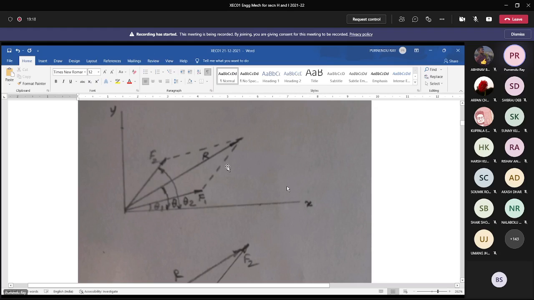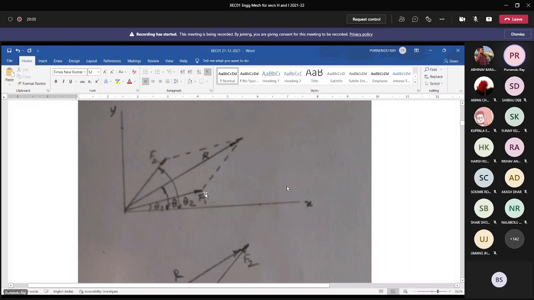The projection of F2 on the x-axis is F2 cos theta 2. When you add these two, the summation of the projections is F1 cos theta 1 plus F2 cos theta 2, corresponding to this line from this point to the foot of the perpendicular from the terminal of the resultant R. So ultimately, R cos theta. In abbreviated algebraic notation, it is capital R with subscript small x, Rx. Rx is the x component of the resultant R, and that is equal to F1x plus F2x.